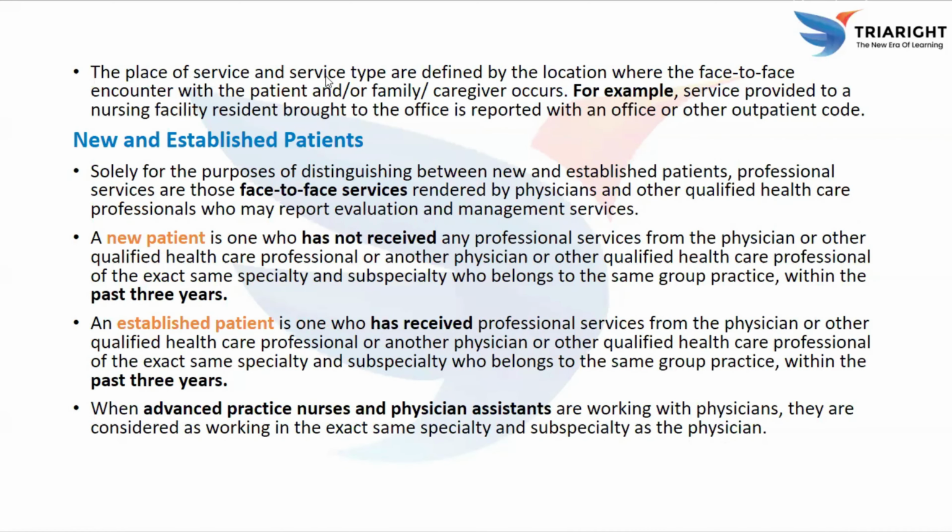So, place of service and service type. The core rule is that the place of service is determined by where the face-to-face encounter occurs, not where the patient usually lives. For example, a nursing facility resident brought to a physician office, you have to report an office or other outpatient E&M code. So patient residence does not decide the code, encounter location decides the code.